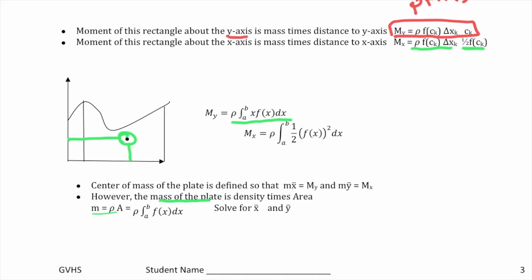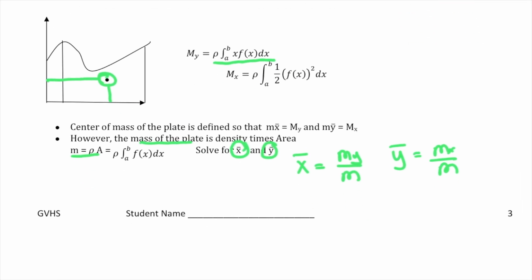So if the mass of the plate is density times area, we can then solve this for x bar and for y bar. x bar is going to be the moment about y over m, and y bar is going to be the moment about x divided by m as well. And m is equal to rho times the integral from a to b of f of x dx.